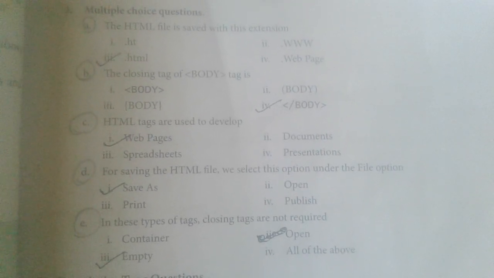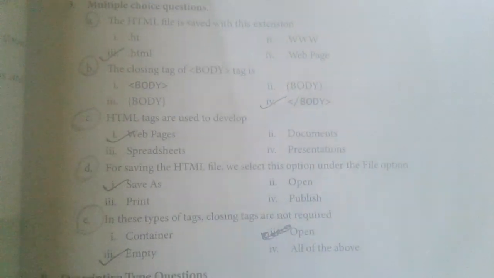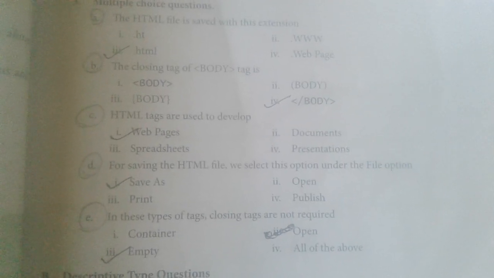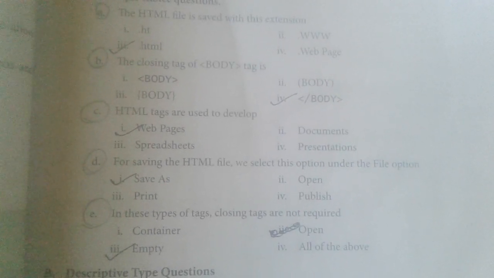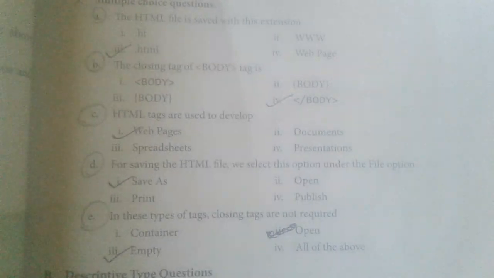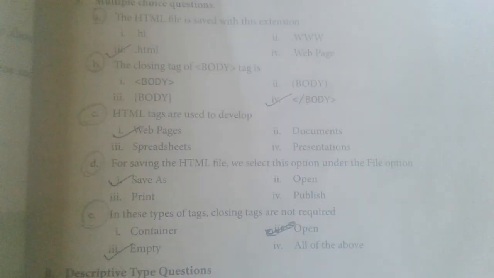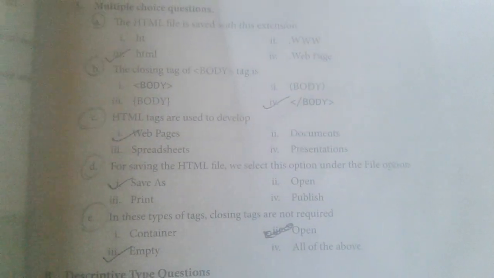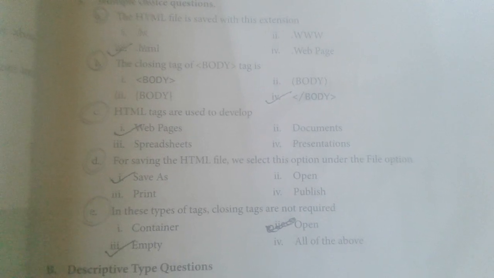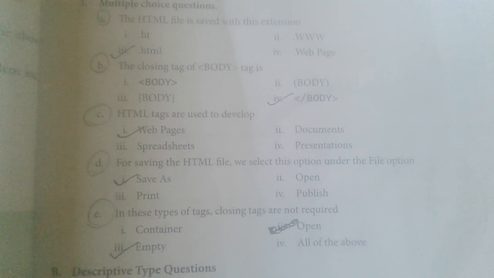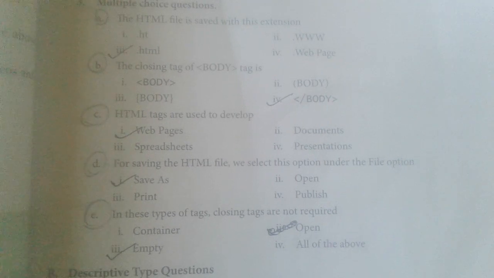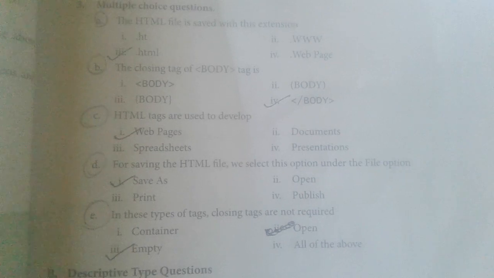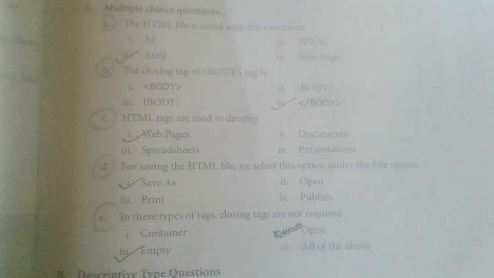The second one, the closing tag of body tag. The closing tag of body tag is what? All of you know that. Between angular brackets we have to write body? Is this correct? No. In a small bracket, whenever we write body, is this correct? No. In curly brackets, whenever we write body, is this correct? No. The fourth one is the correct answer. We have to write angular brackets and then forward slash. That one is the correct option for closing a body tag.